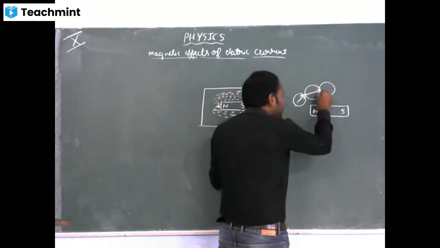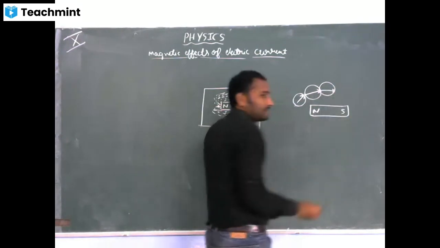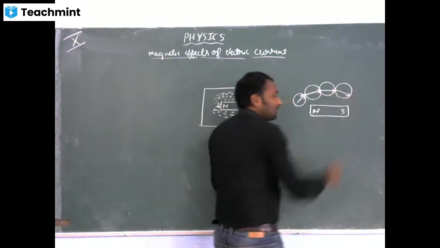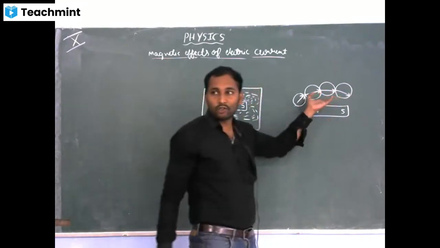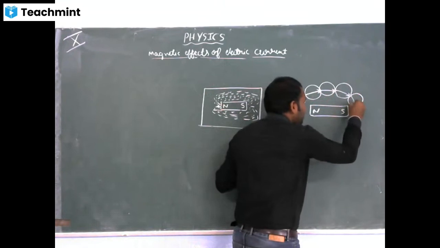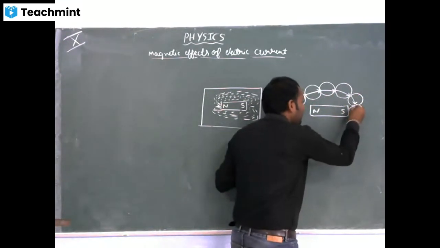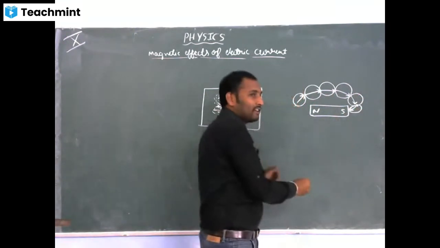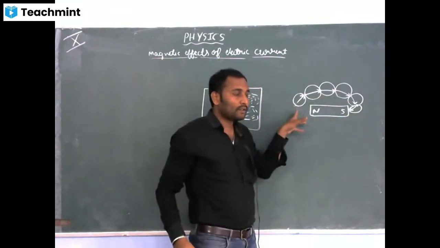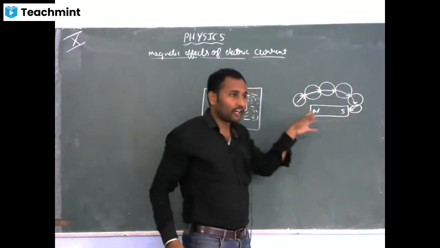So again I will place it here. I am getting direction like this. Again I will place the compass here. I will get direction like this. A compass needle will show deflection, right? So again I will place it here and get deflection like this. Again I will place it here and get deflection like this. So what I am getting is only one magnetic field line.